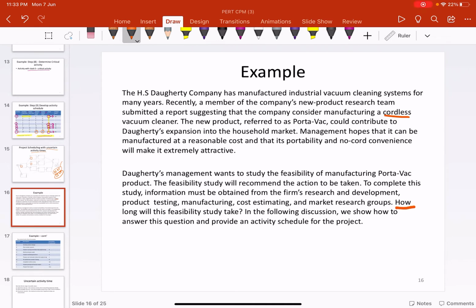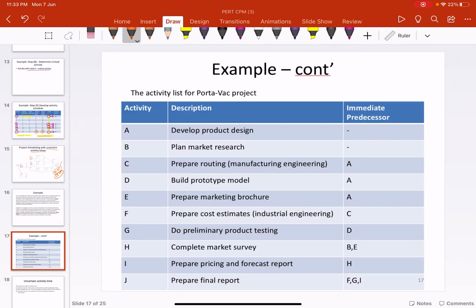How long? Okay, the question is, how long will this feasibility study take? In the following discussion, we show how to answer this question and provide an activity schedule for the project. So continue with this one.